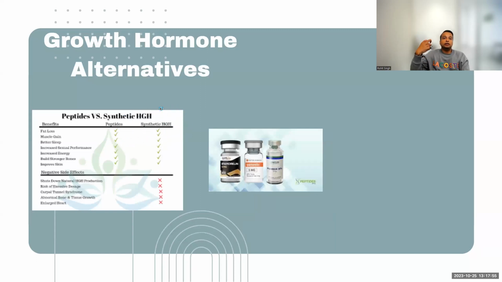You can actually inject the growth hormone directly, artificially produce a growth hormone and inject it and have the effect. Or you can make these peptides, which will naturally allow your brain or your pituitary gland to release the growth hormone. So there are two ways to do it.